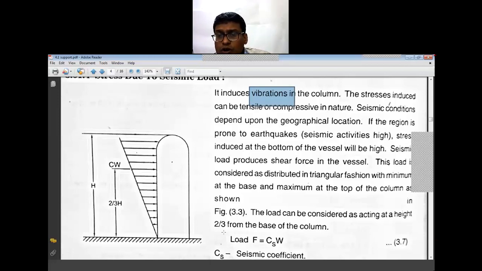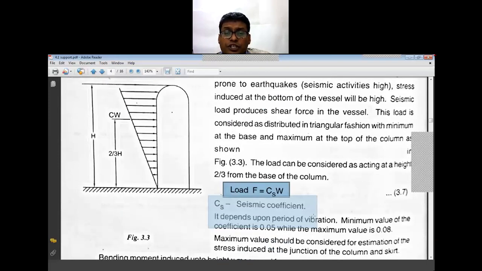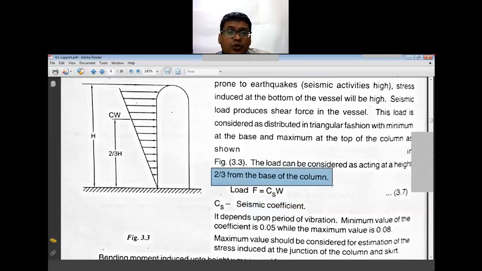So the load force will be F, which is equal to CS into W. CS is nothing but your seismic coefficient. Now where this load will be acting, that is 2/3 of the height from the base of the column. So this will be taken as your resultant force.